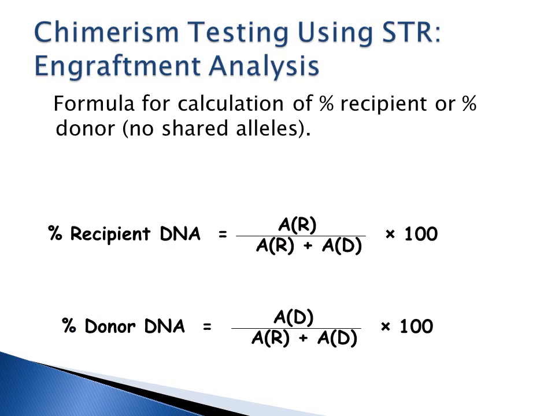And there's a formula to calculate the percent recipient or percent donor. So the percent recipient DNA is the AR over the AR plus the AD times 100, and the percent donor DNA is the AD over the AR plus AD times 100.